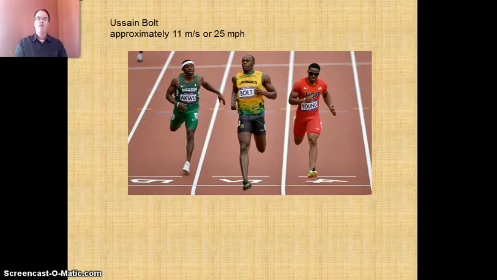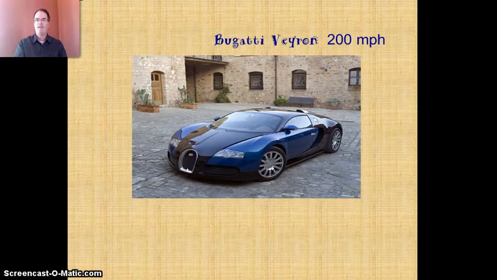Here we go. If we think about things that are fast, one thing that comes to mind is Usain Bolt. If Usain Bolt were to race me, he would win. He can go approximately 11 meters in 1 second. If you think of our classroom, that's the better portion of the length of that classroom in 1 second. That would be about 25 miles per hour. However, speed is relative. We're going to focus on that.